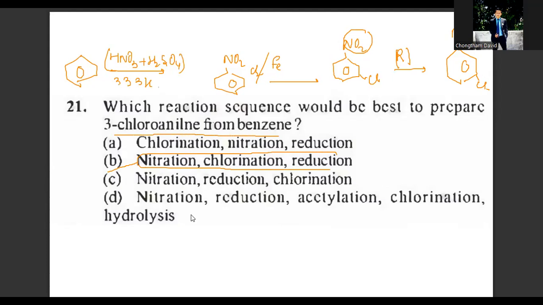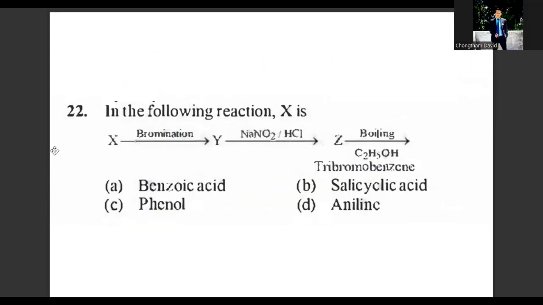Question number 22. In the following set of reactions, X is. So what will be X? When bromination takes place, it gives Y. From Y, it gives Z. Z gives tribromobenzene. So you have to build up the structure of X starting from this final product, tribromobenzene.